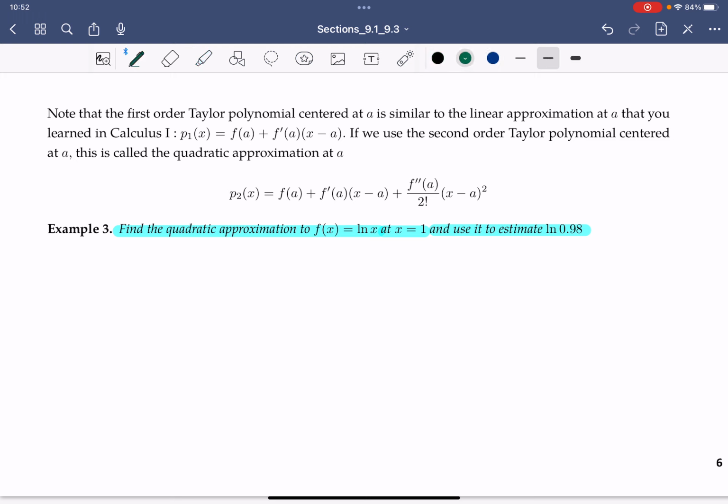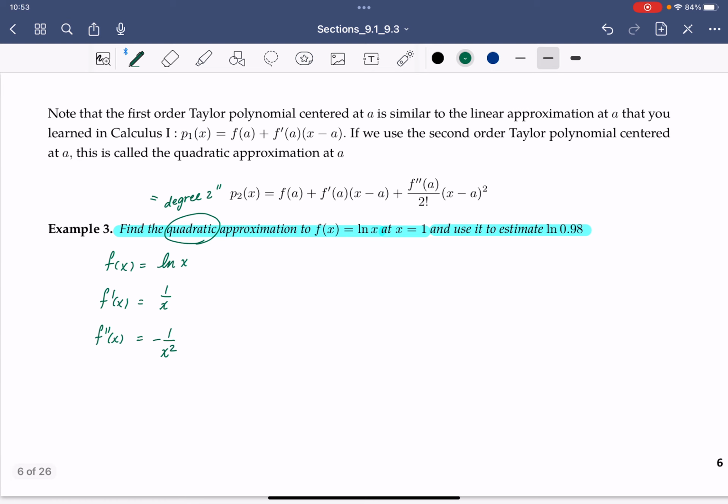Okay, let's go. So we're gonna start by letting the function f(x) be log x. What we need is to find log 0.98. So we're gonna do the Taylor polynomial of degree 2, because quadratic means you're gonna find the Taylor polynomial of degree 2. Which means this time you're gonna differentiate 2 times. Log x you get 1 over x.